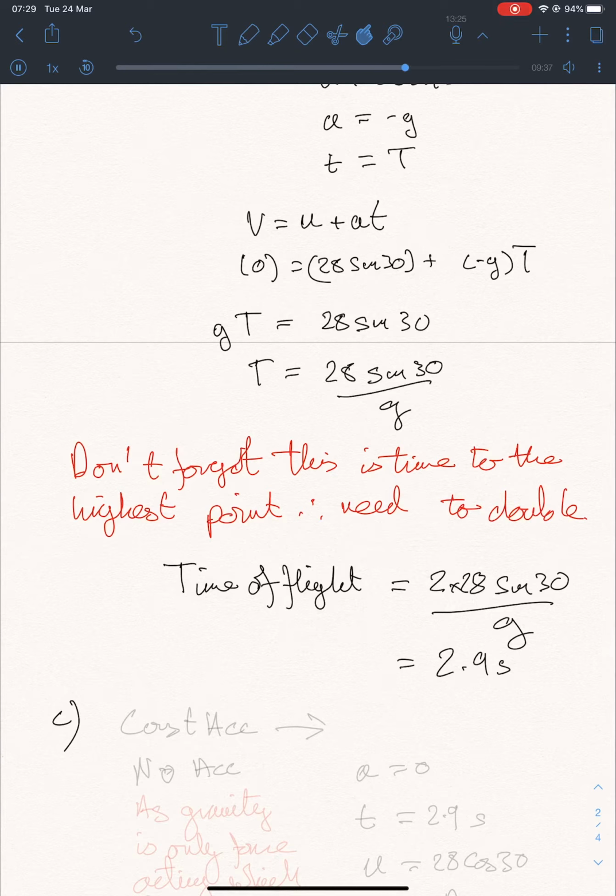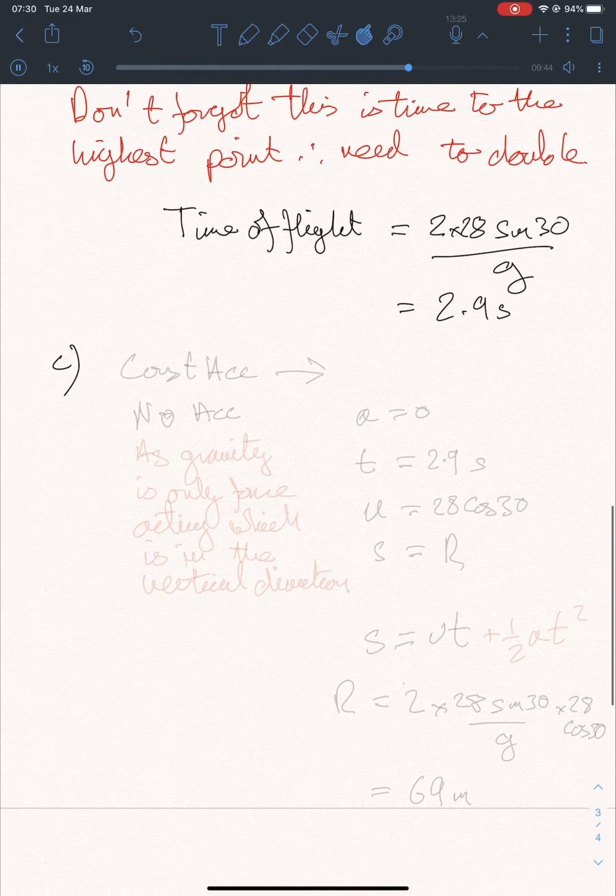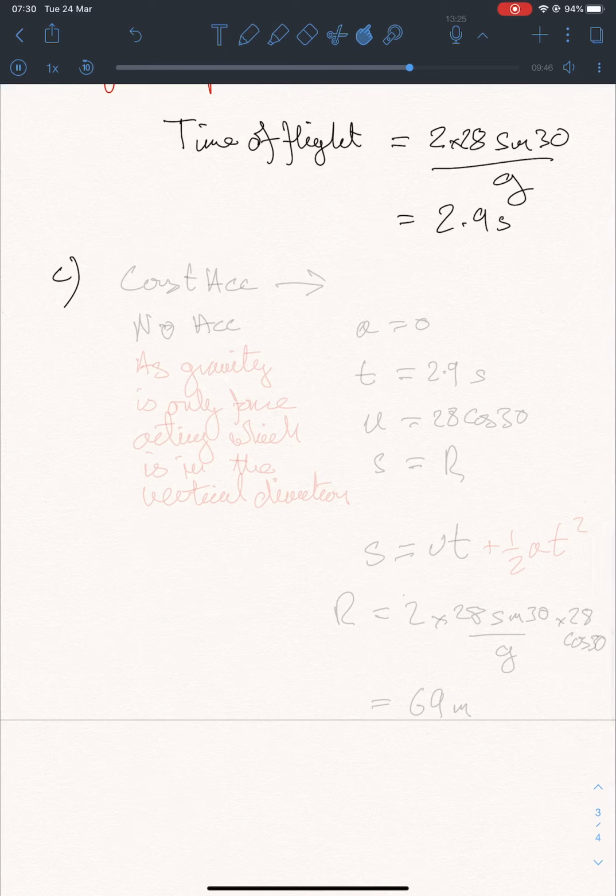Part C, which said the distance OA. So here we're going to be using CVAT horizontally, so constant acceleration. We want the distance OA, which is a horizontal distance, so we're going to be working horizontally. And here we have to remember that there's no acceleration.